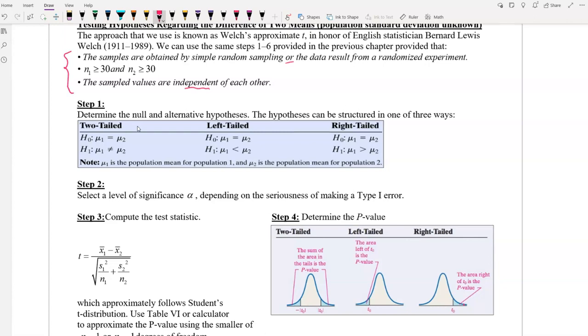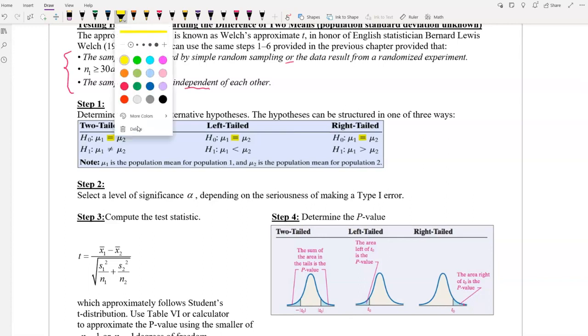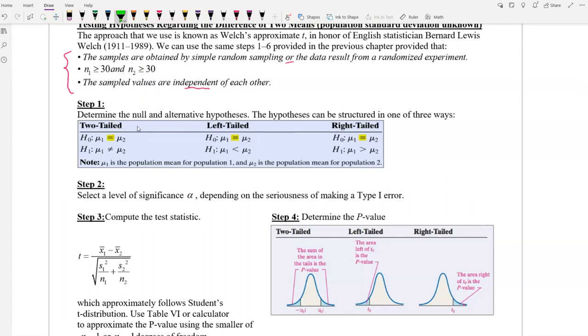Then we can start testing, starting with step 1. We should know if we have two tail, left tail, or right tail. So writing null and alternative, for null we always have equal to between population means, but for alternative, depending on what we have, if it's two tail, we have is not equal to, if it's left tail is less than, if it's right tail is greater than. So mu1 is the population mean for population 1, and mu2 is the population mean for population 2.